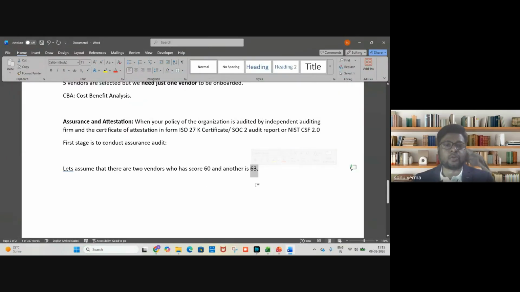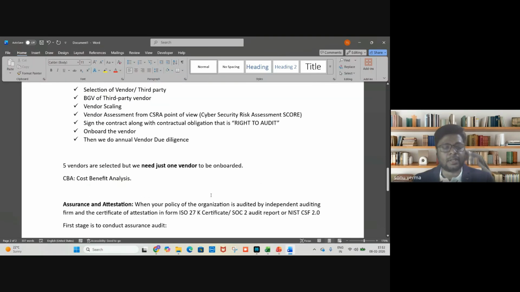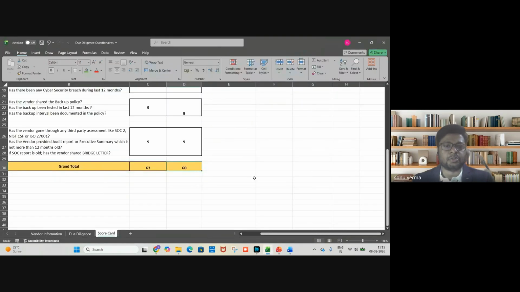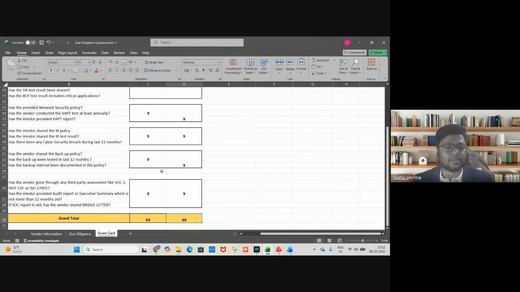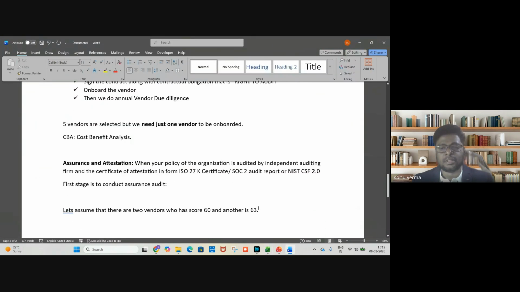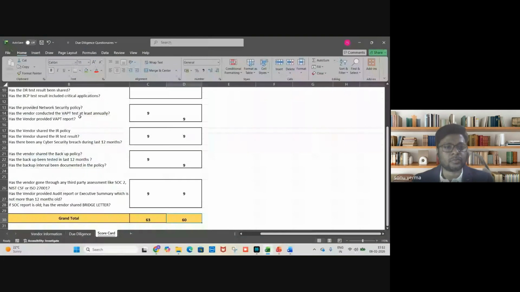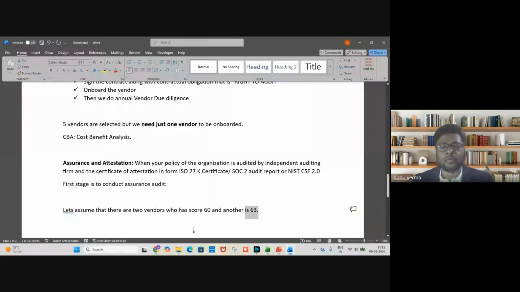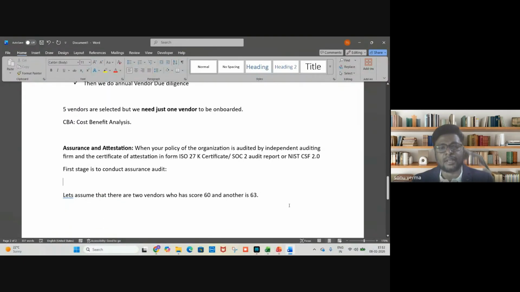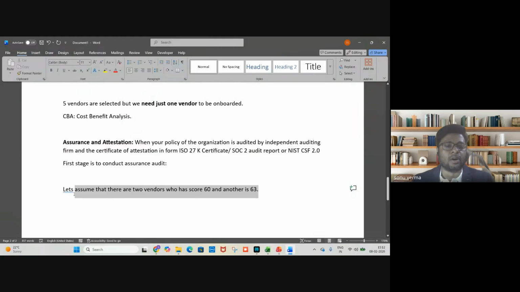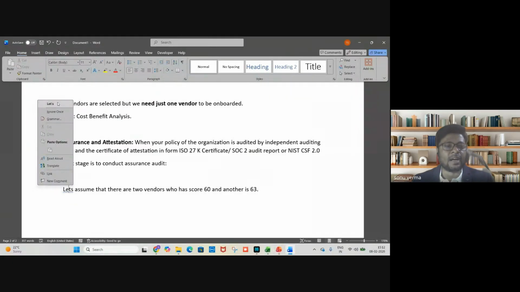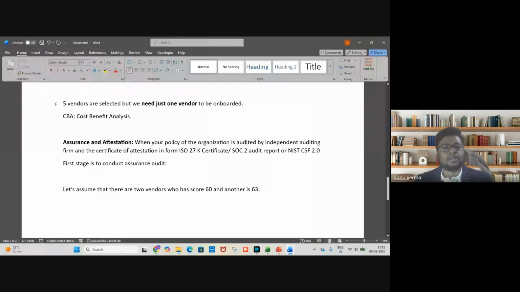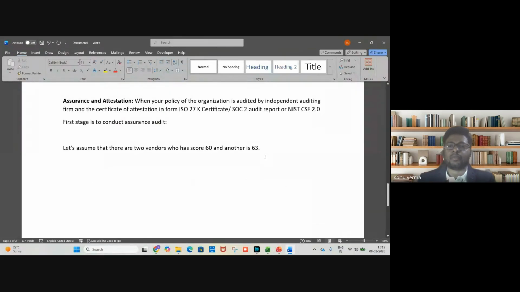Sure. So what you need to do is just send this file. They fill this form and send it. You do not need to go for the other 6 vendors. You will say, okay, this vendor 63. Who is this vendor? It is Chase Bank. You will write just one email to your third party team asking them to start the work with Chase Bank and ask for all the policies.